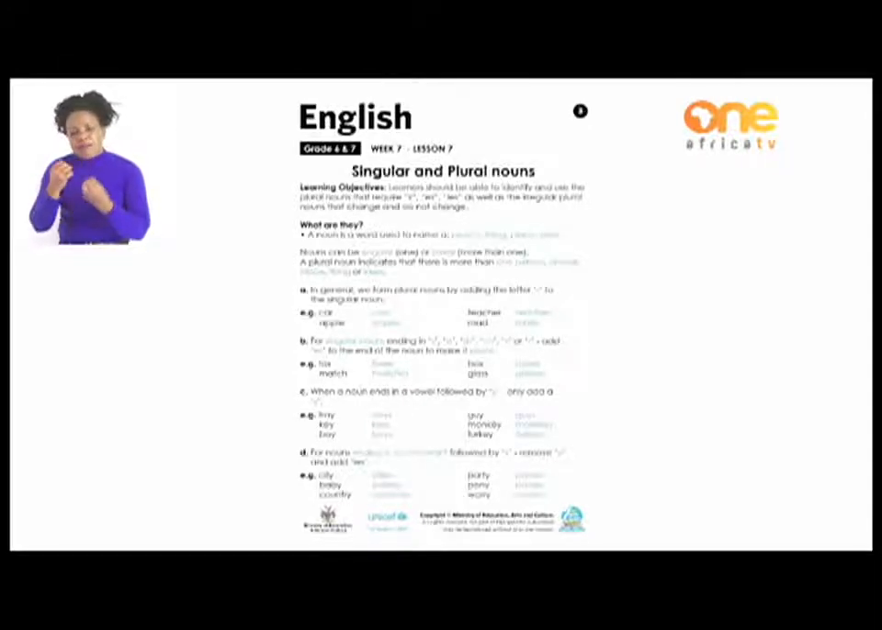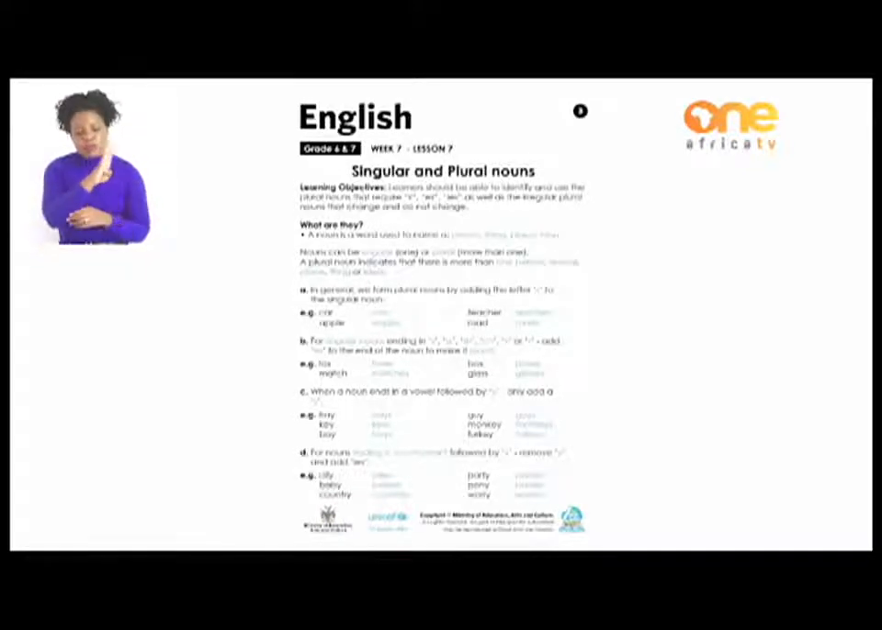For singular nouns ending in S, SS, sh or ch, x or z, add es to the end of the noun to make it plural. For example, fox, foxes, match, matches, 1 box, 2 boxes, 1 glass, 2 glasses.